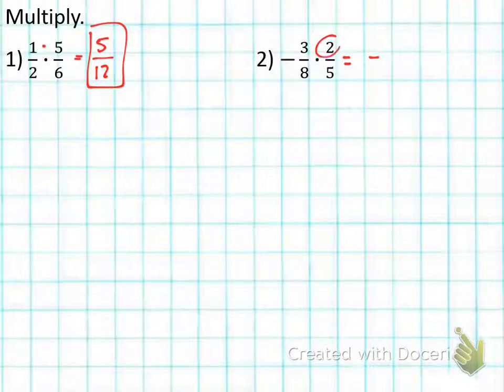Next thing we're going to check is 2. No factors that go into 2 and 5. Is there a factor that goes into 2 and 8? Yeah, 2, right? So 2 divided by 2 is really 1, 8 divided by 2 is 4, okay?